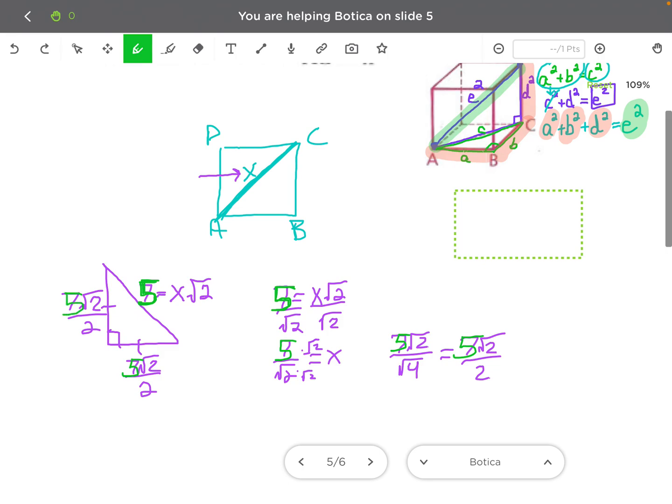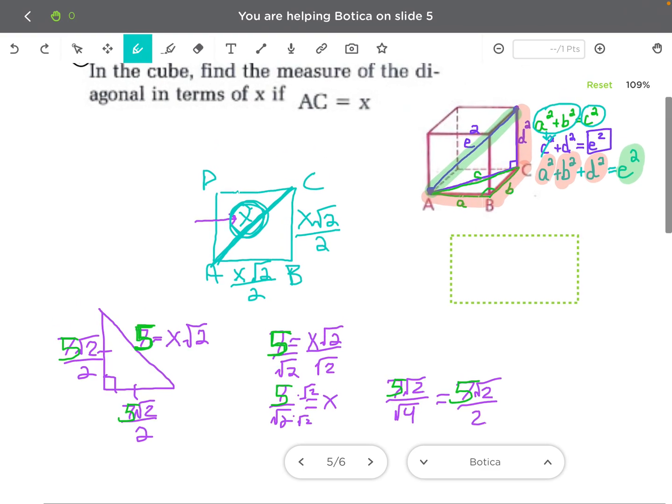Let's go back to the blue square that I drew and apply that to this X. If this is X, this side is X root 2 over 2. This side is X root 2 over 2. Okay? Coming back to your square that you guys see here, instead of A and instead of B, I'm going to write down x root 2 over 2, x root 2 over 2.